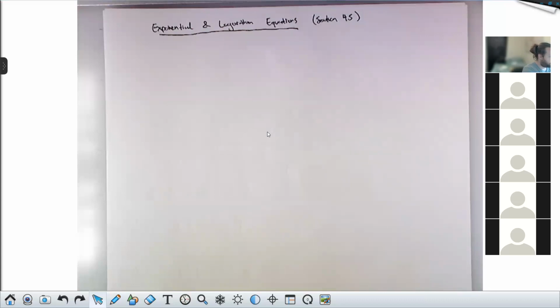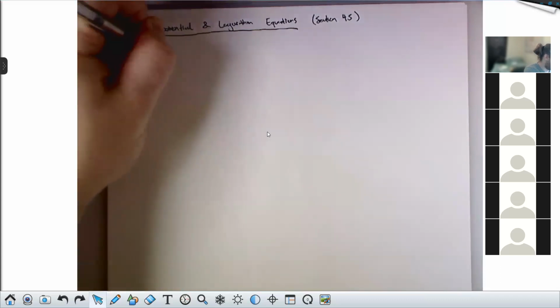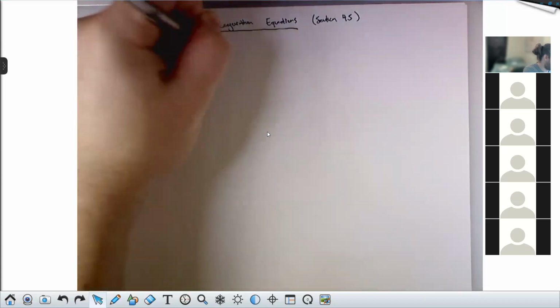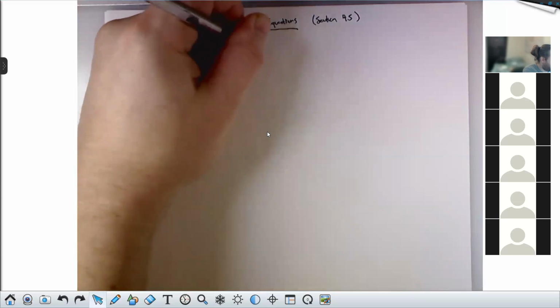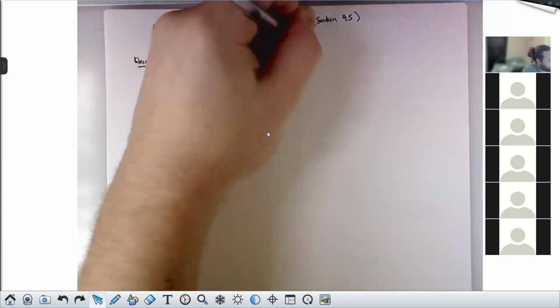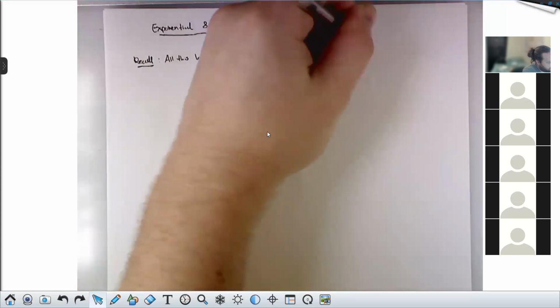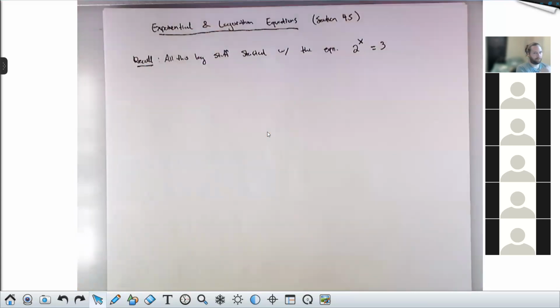An exponential equation, remember we started all this log stuff. I think we mentioned this the other day. All this log stuff started with the equation 2 to the x equals 3. And we can solve this now.